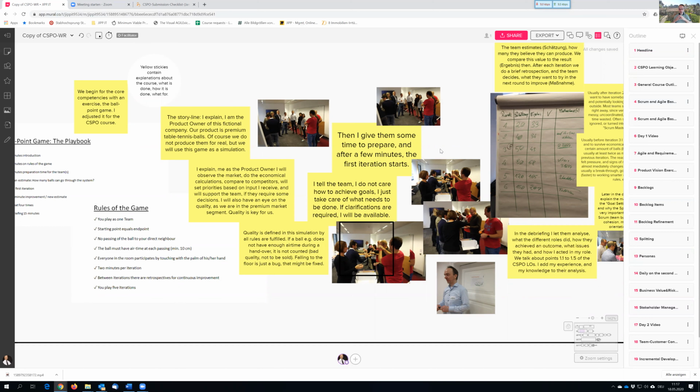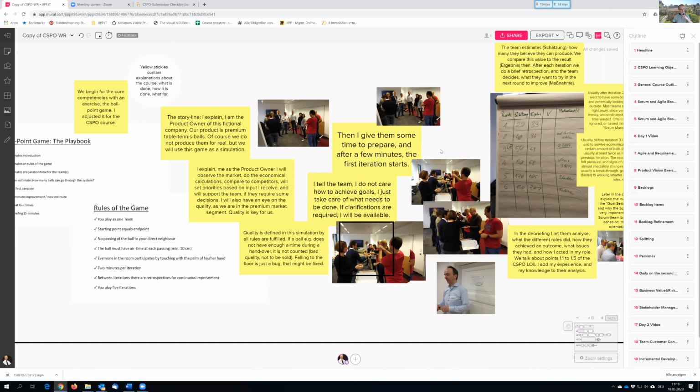What I explain is, we are on the market. We produce high premium table tennis balls, and we have a very strong focus on quality. I'm the product owner. I take care of what is going on in the market, and the math behind that: cost calculation, benefits calculation, cost benefits ratio, and so on. I also take care of the competition. I compare us to the competition a little bit. I see what's going on in the market, and I will be there if questions arise. So that's my job. That's what I'll do, and I trust the team to get the work done.